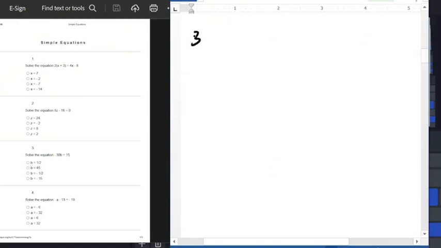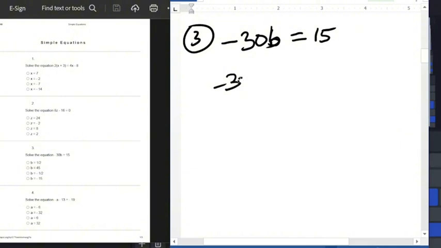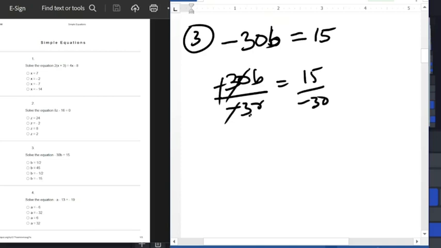Then question number 3 now. For question number 3, we have minus 30b equals to 15. You can see we don't have addition, that's subtraction. So the coefficient of b, the unknown, is minus 30. So we divide both sides by minus 30. So minus 30b over minus 30 equals to 15 all over minus 30. So minus cancels minus, 30 cancels 30.